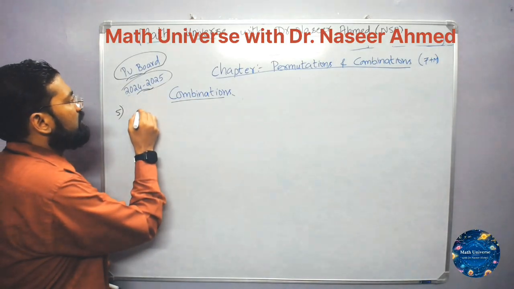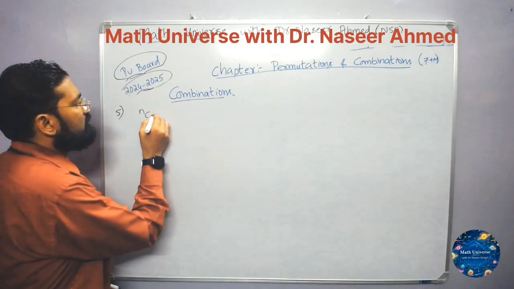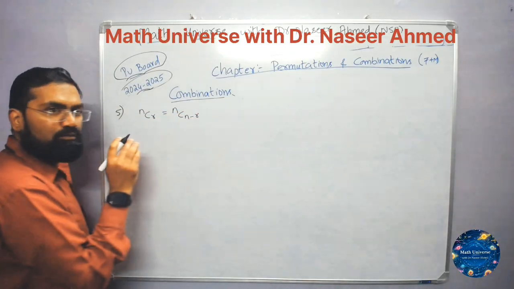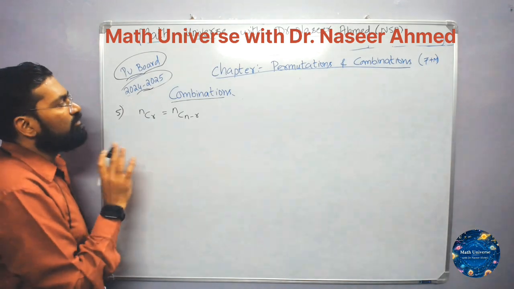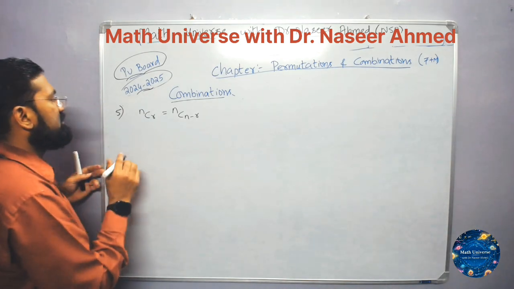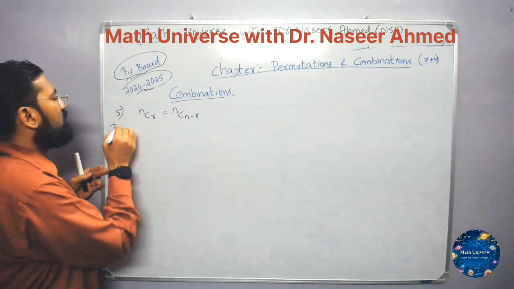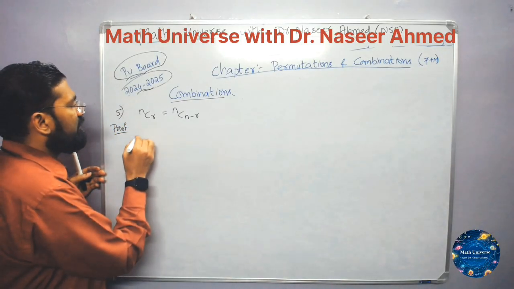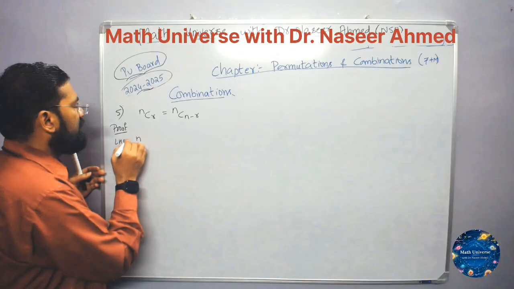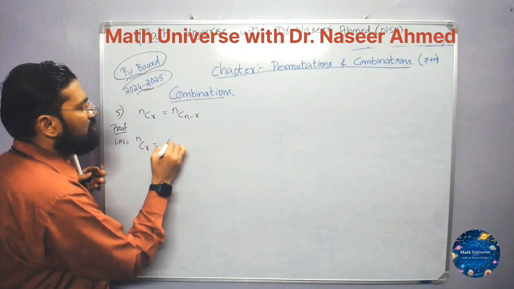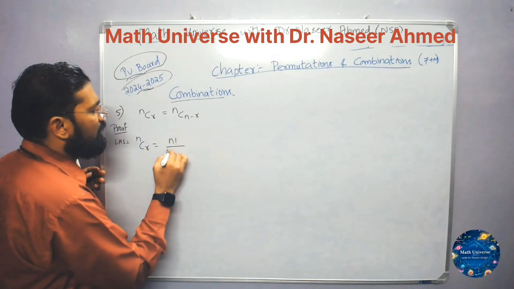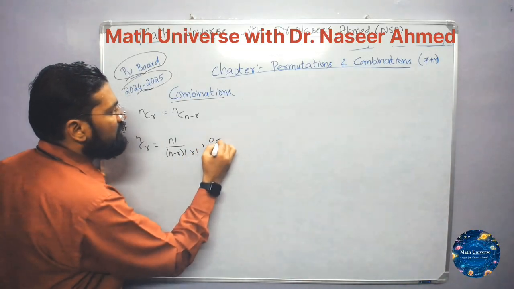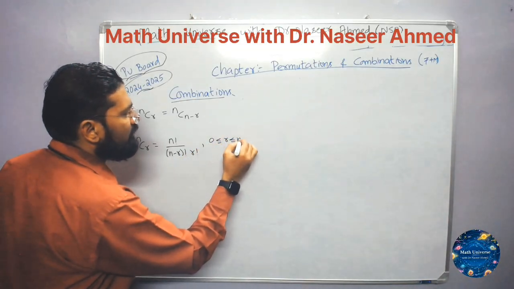See, nCr is the same as nC(n minus r). Let us first try to prove this and then we'll comment. These both are the same. I have to prove it. The proof of this is a very useful result. If I write the left hand side, nCr is the formula we know, n factorial divided by (n minus r) factorial into r factorial, where 0 is less than or equal to r, less than or equal to n.